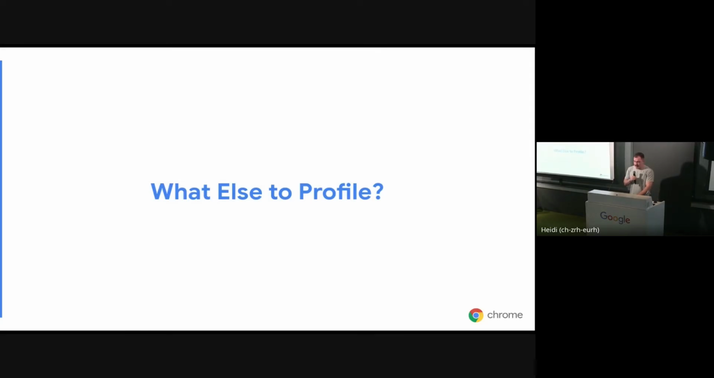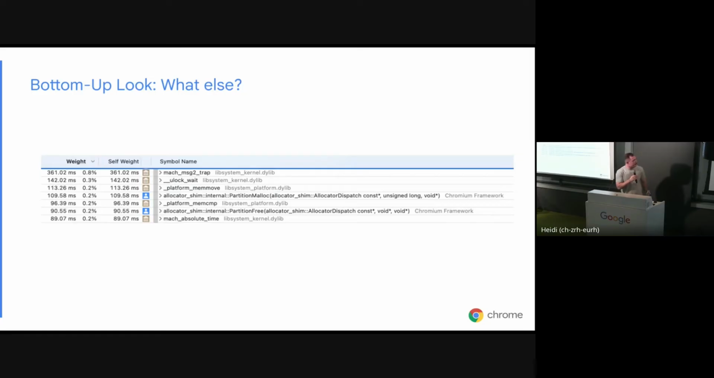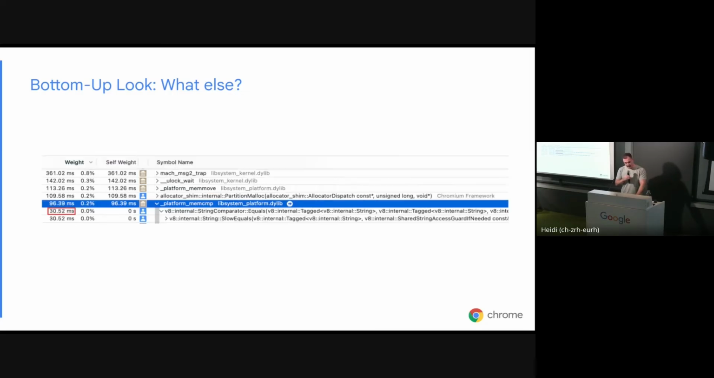The next question is what else to profile. If you look at the bottom-up view, we will see functions like memcpy, memmove, and memcmp. Of course, we all know that the compiler generates calls to these functions whenever it needs to, for example to initialize things with 0, or to move trivially copyable things. If we expand, for example, the memcmp call, we will see that 30% of all the cycles are actually taken by string comparison in V8.